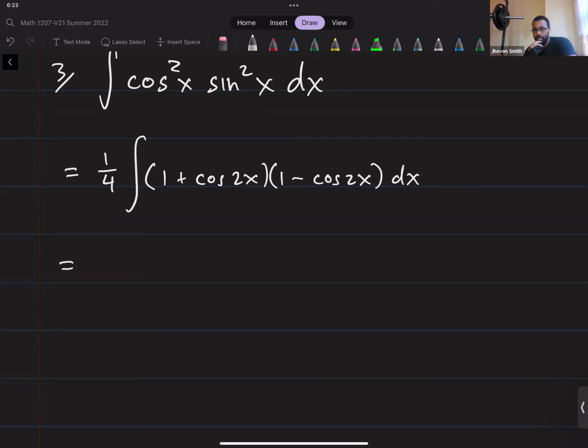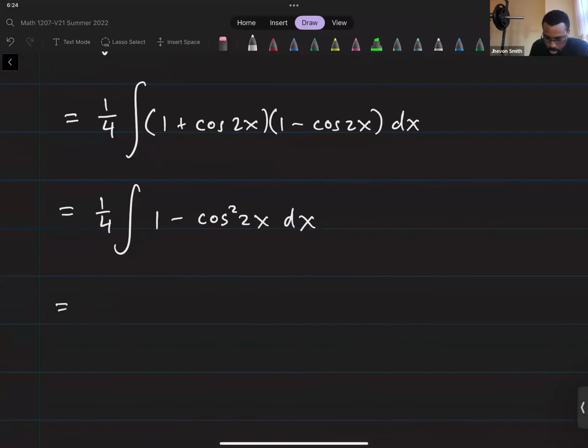So now we go through our checklist. Is this a basic rule? Say no. Can we simplify it to be a basic rule? How could we simplify this, quote unquote? Multiply it together. You can multiply it out, right? So this looks like difference of squares, right? A plus B times A minus B. So it's going to be 1 squared minus this guy squared. Now what?